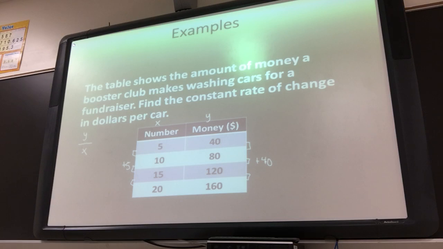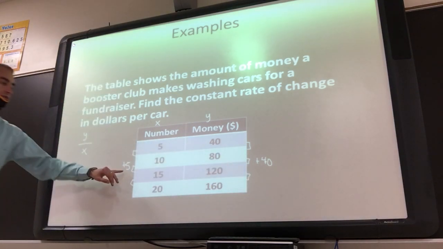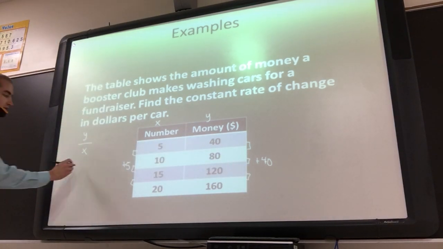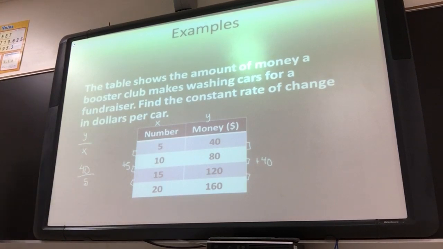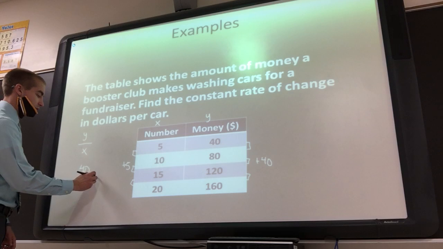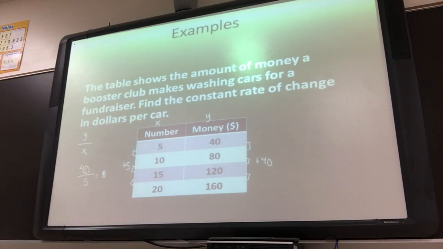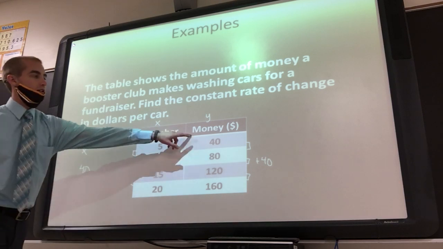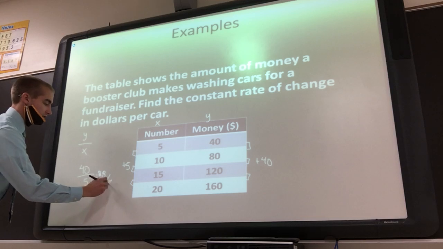Once we figure out what it's changing by every single time from one row to the next, we're going to write 40 over 5. Y over x. 40 over 5. And then what do you think the last thing we need to do is? Simplify it. Yep. 40 divided by 5 would give us 8, or 8 over 1. And then attach the units with it because it's a rate. This was $8 for every one car. So $8 for every car.